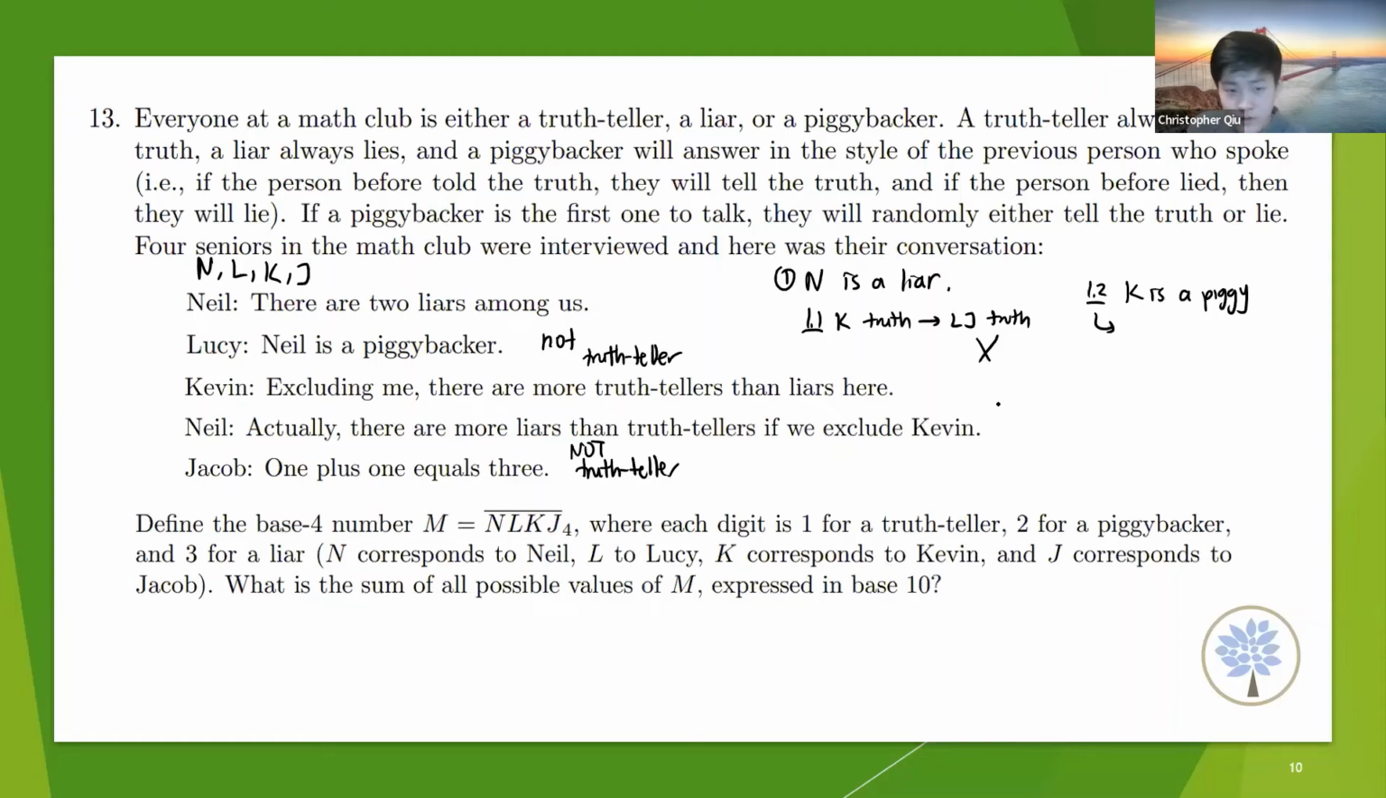Another thing that we know is that if K is a piggybacker, then L must have said something true, because there must be more truth tellers than liars in this case. And if L said something true, this is impossible because we just noted that L cannot be a truth teller.